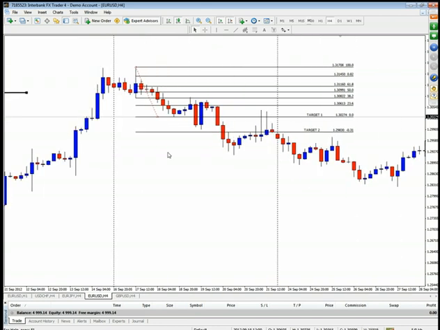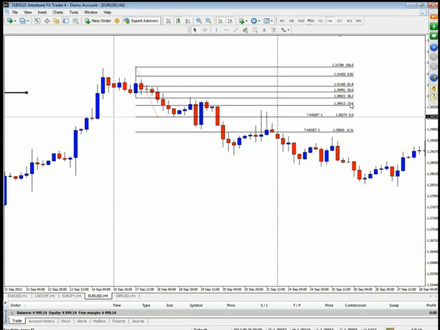As you can see right here, to the pip, it bounced off of what? The three important levels that we use. Now remember, in order for a trade to qualify using this Fibonacci tool, it needs to go past the 23.6.